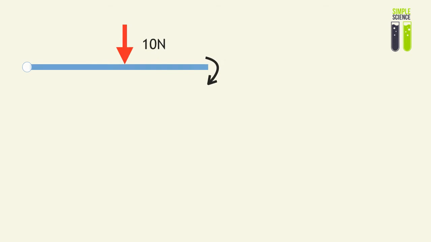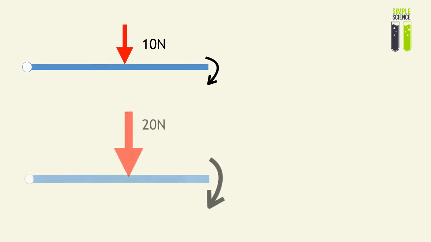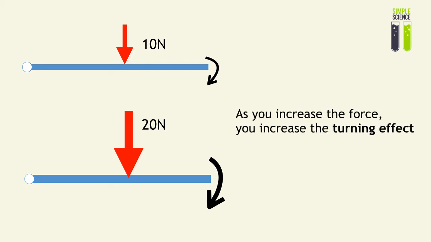Okay? Now let's look at a force of 10 newtons acting on a beam, and a force of 20 newtons acting on this beam in the same position but with twice the amount of force. So you can expect that the turning effect, or the moment of the force, is twice as much. So as you increase the force, you increase the turning effect, such as trying to push on a door with a greater amount of force.